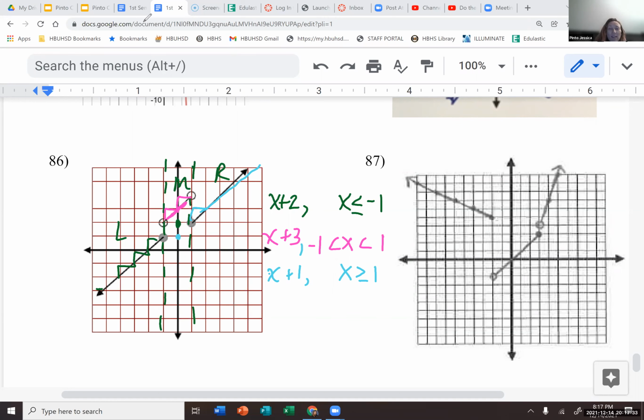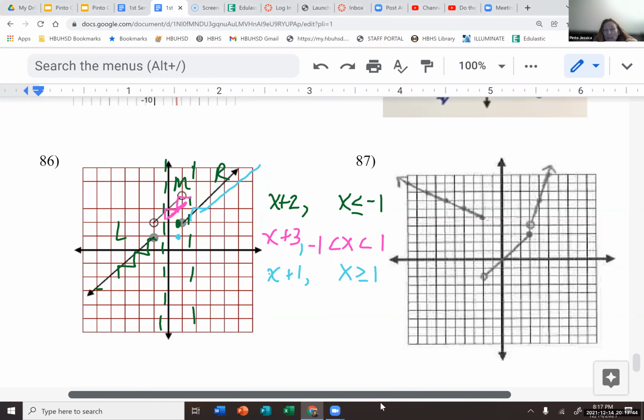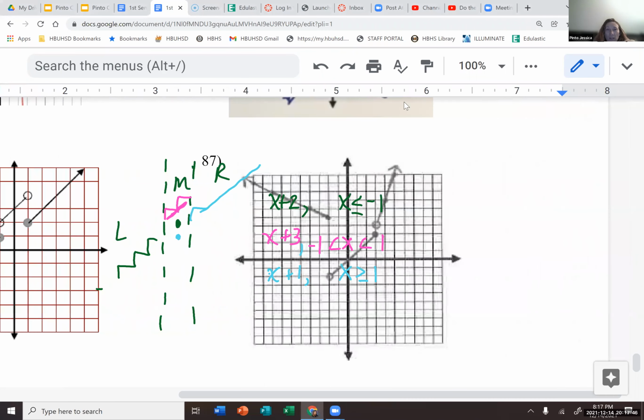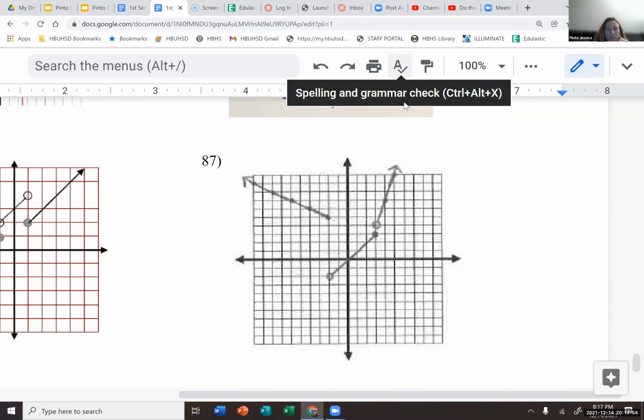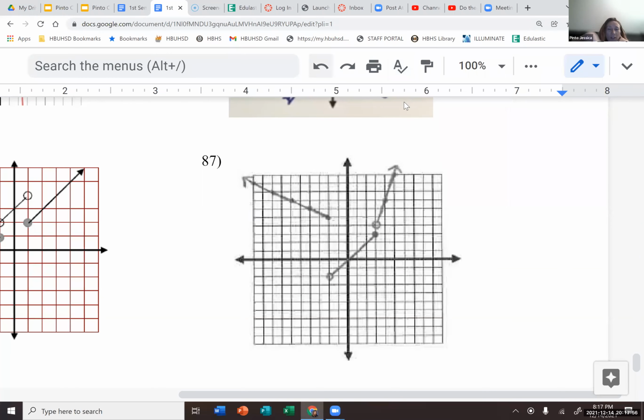87 is another piecewise, and it also has 2 rays and a segment. But I'm seeing the left function has the closed circle, the middle function has an open and a closed, and then the last one is open. So let's take a look at that one. So again, I want to kind of sketch to find those boundary values, just to be sure. I just like to do it.